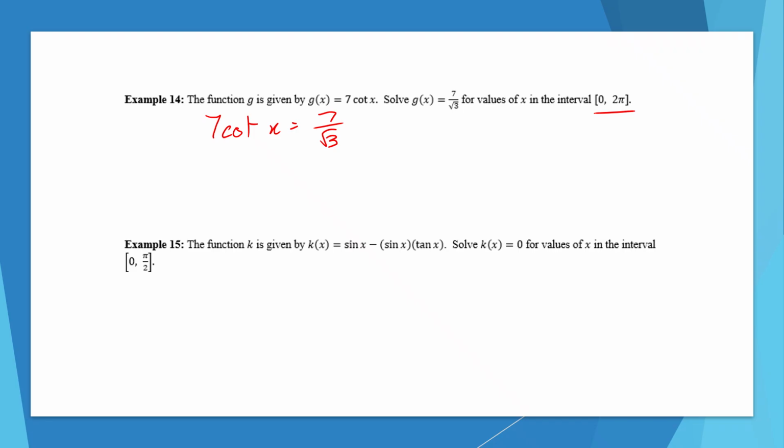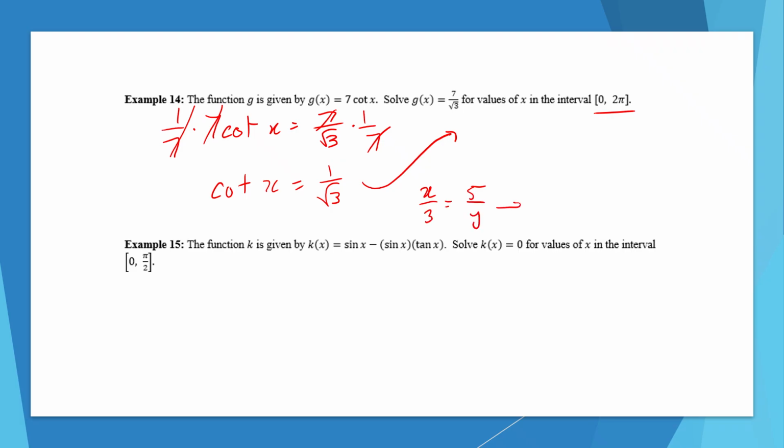Here what I'm going to do is divide both sides by 7 by multiplying both sides by 1/7 here. This will cancel out, so we are just left with cotangent x equals, and then the 7's will cancel out, 1 over root 3. Now remember, before I solve this, I'm going to take the reciprocal of both sides, right? If we have x over 3 equals 5 over y, you can make the conclusion that 3 over x equals y over 5, right? By just flipping both sides. Same thing here. So taking the reciprocal of cotangent, that is just tan of x. And then taking the reciprocal of 1 over root 3, that should just be positive root 3.